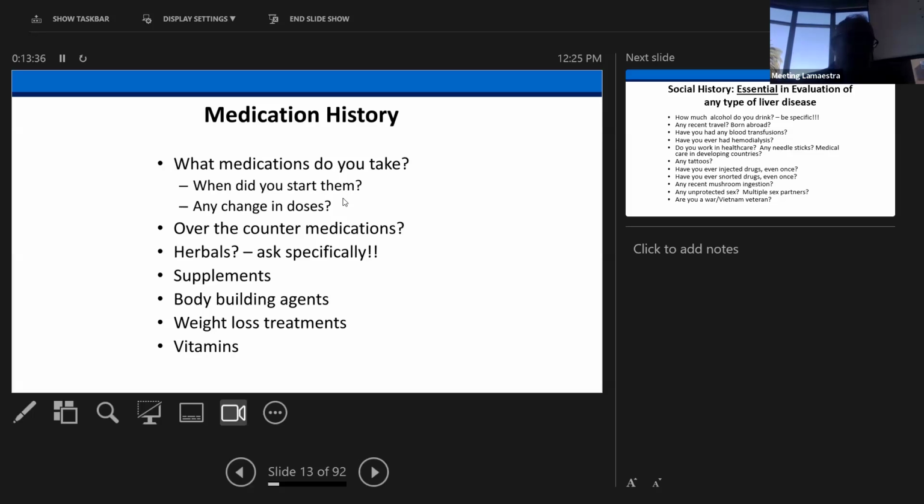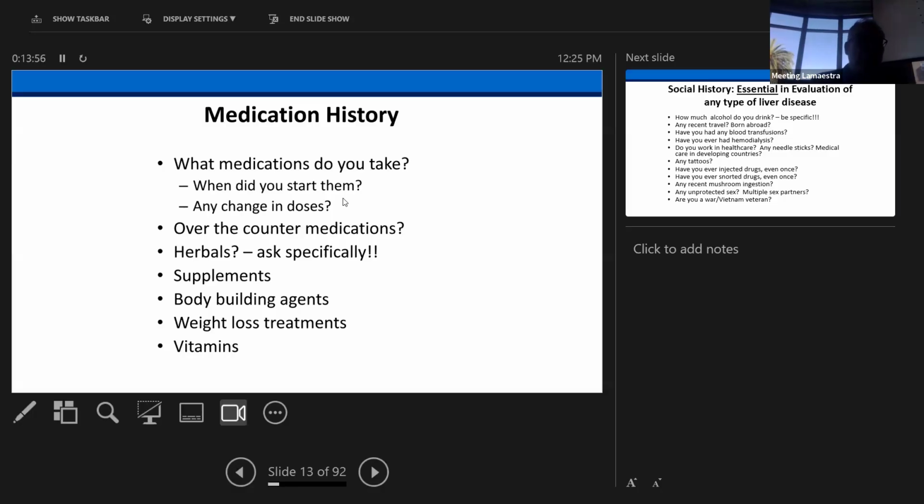People typically don't carry a list with them and typically don't bring in their pill bottles. So we're trying to get all of our patients to bring their pill bottles in because it gets very confusing. They're not sure what they're on. They're not sure what they stopped. And people are taking lots of bodybuilding agents and also fat-burning agents. So weight loss supplements gets very messy. A lot of herbs out there.